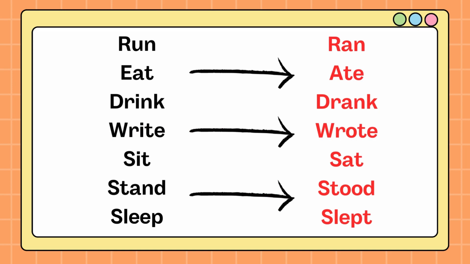Do you want a few more? Run becomes ran. Eat becomes ate. Drink becomes drank. Write becomes wrote. Sit becomes sat. Stand becomes stood. Sleep becomes slept. As you can see, there are a lot of irregular verbs in the past tense.